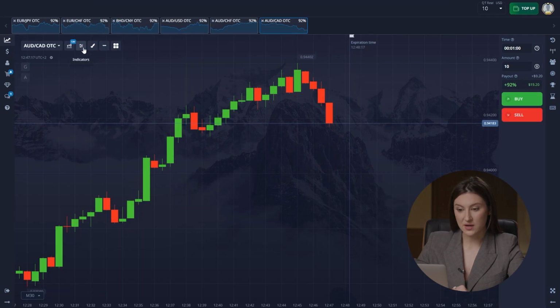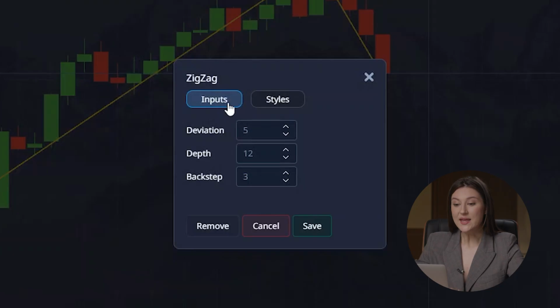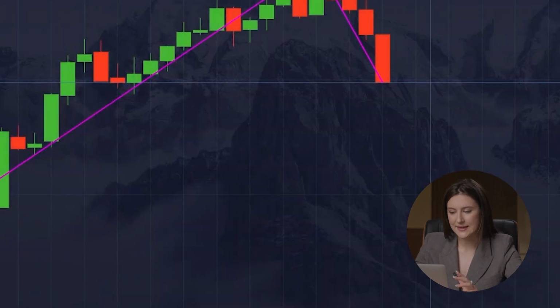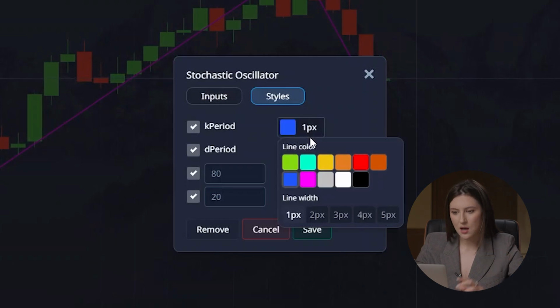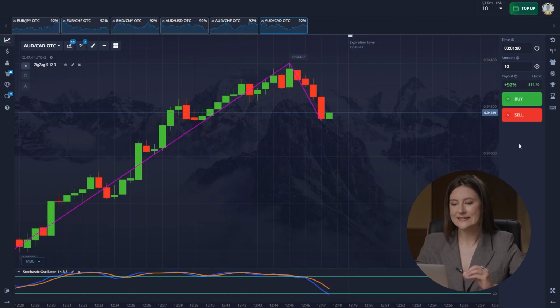I've selected the pairs and tools I'll be working with, Zigzag and Stochastic. They help me read the chart more clearly. Zigzag highlights key reversal points and filters out noise, while the Stochastic indicates moments when the market might be overheated or weakened. Together, they provide a cleaner view for analysis. All right, let's begin. Here we go.